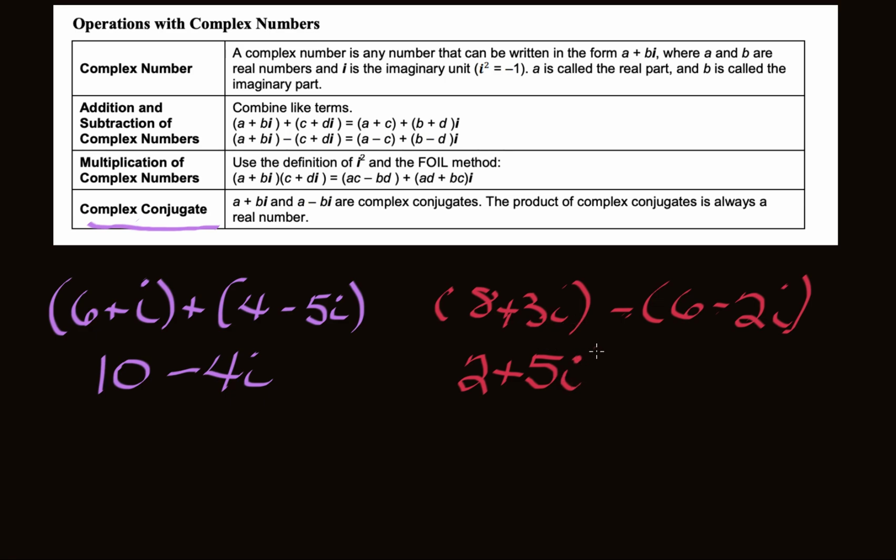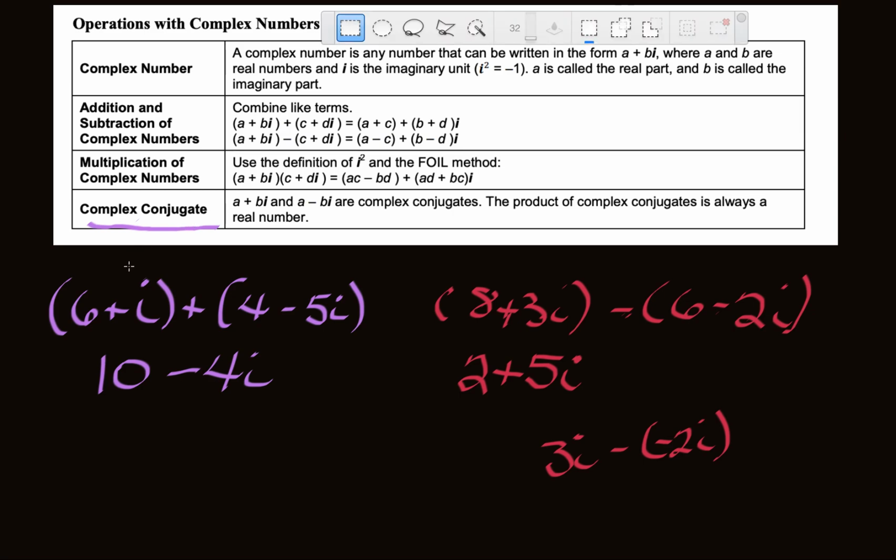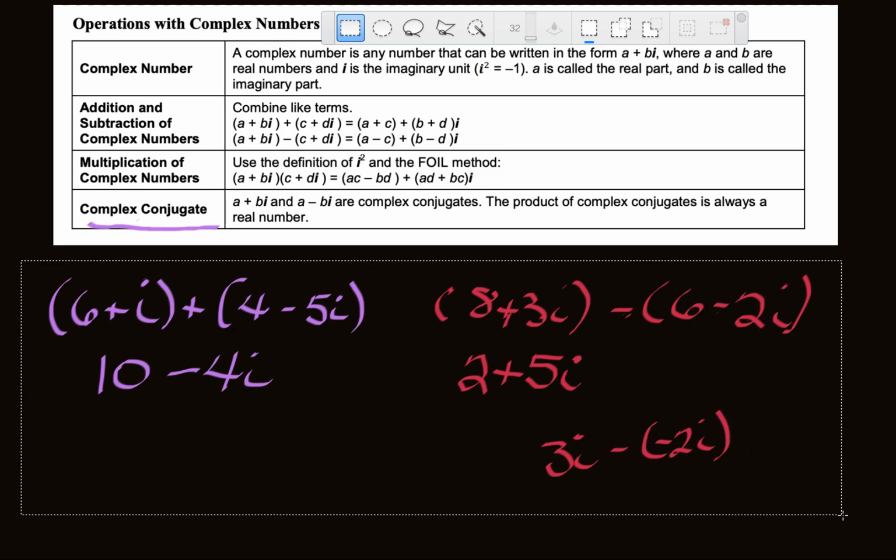All right, if you want me to write out the middle step there, it was 3i minus negative 2i. Because you can't forget that minus sign. A lot of times kids forget this minus sign and this subtraction symbol in here, or this subtraction symbol here, and it gets all messed up. But minus a negative is like plus a positive, and that's what gave us that 5i. Okay, so addition, subtraction, very super simple.